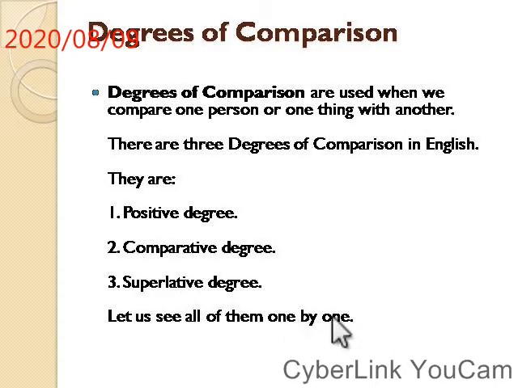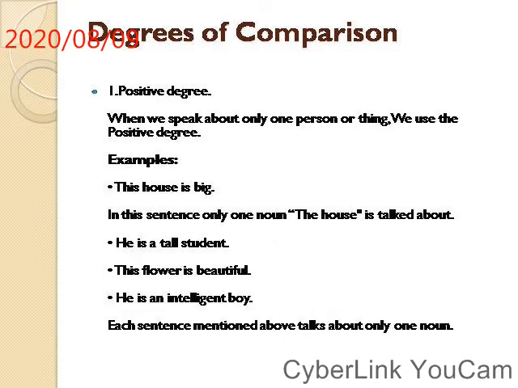Now let us see them one by one. First, positive degree. What is positive degree? When we speak about only one person or thing, we use the positive degree. Okay, sometimes when we speak about only one person, we use this positive degree. So look at the examples, please.